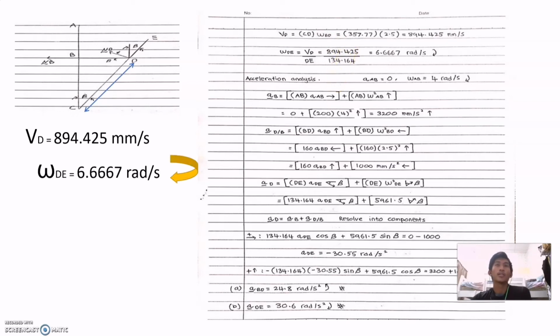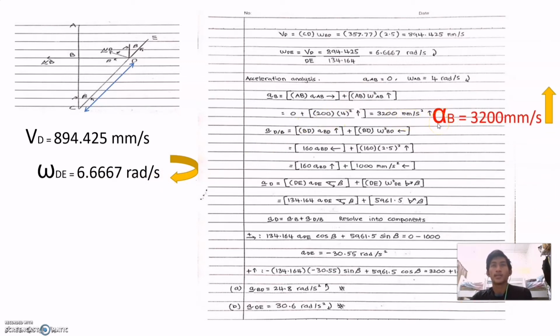And omega DE equals VD over DE. VD is 894.425. DE is 134.164. The answer is 6.6667 radians per second clockwise.